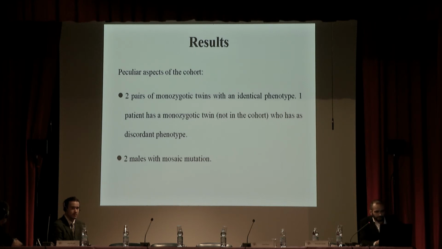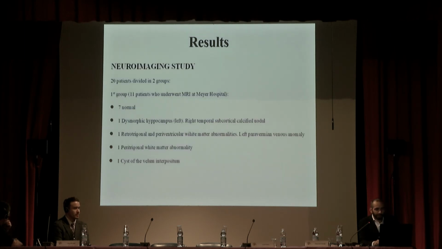These are the particular aspects of the cohort. 2 pairs of monozygotic twins with an identical phenotype, and there's another patient with a monozygotic twin not included in the study because of the non-availability to carry out MRI, with a discordant phenotype. The patient who was not part of the study is in a phase of remission, does not have neuropsychiatric disorders, cognitive levels within the normal. The one included in the study still has seizures every 3 months with mild intellectual disability. 2 males with mosaic mutation were included in our study.